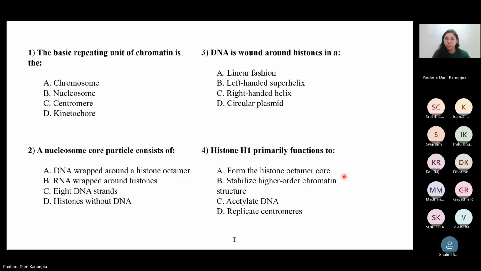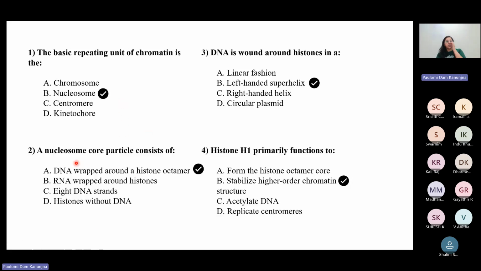Sorry, I think I'm back. Right. So nucleosomes are basically the histone octamers and the DNA wrapped around it, and chromatin is basically all these multiple nucleosomes arranged back to back on the DNA, right? So that's your first answer.